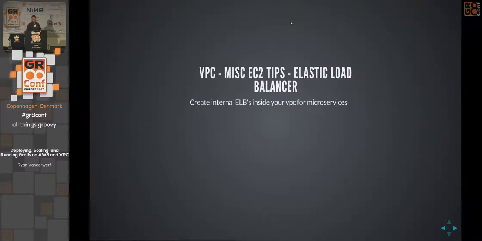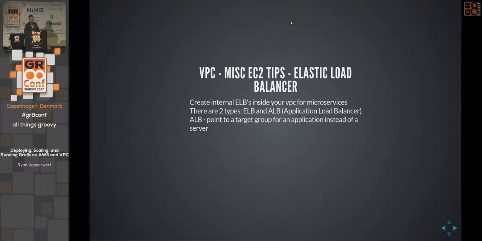Another tip here is elastic load balancers. Always create internal ELBs, so those would be things that are attached to subnets inside of your VPC. And there's two types now. There's an ELB and an ALB, application load balancer, and that allows you to place things in placement groups versus directly attaching it to EC2 instances.